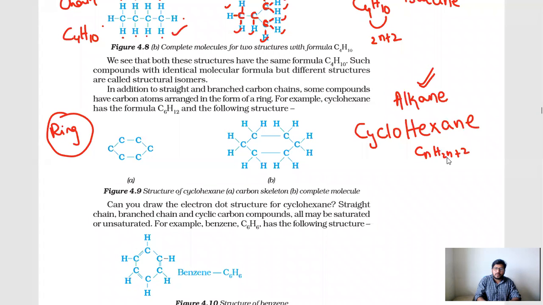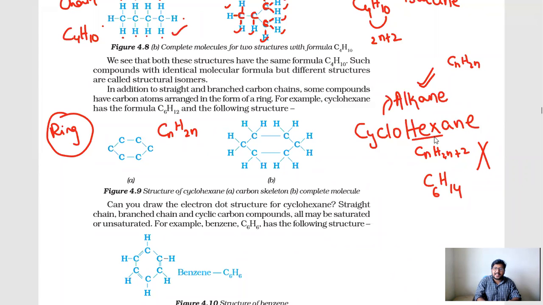CnH2n plus 2. So hex means 6. C6H, 2 times 6 is 12 plus 2, 14. Like that you will draw cyclohexane? No, this is absolutely wrong. If you take C6 and H14, you cannot get cyclo. So for cyclo, we have a formula, that is CnH2n, that's it. It is the same formula you use for alkenes. So for cycloalkanes, we have to use the alkene formula CnH2n.